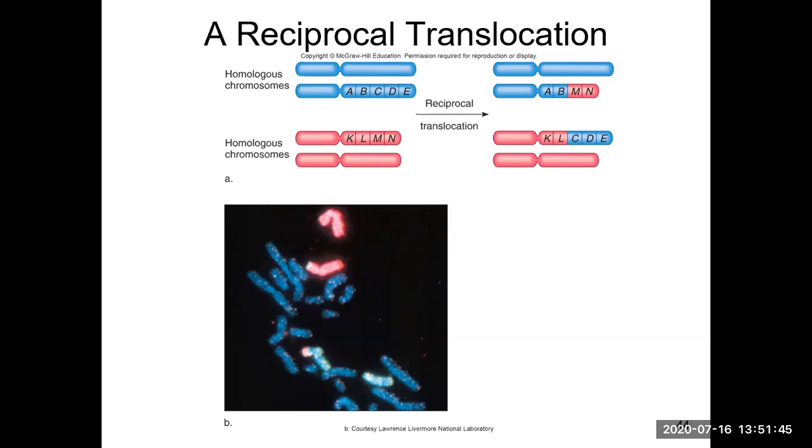In Robertsonian, they had to get rid of the short arms, right? And then translocate. Here, this is simply an exchange.